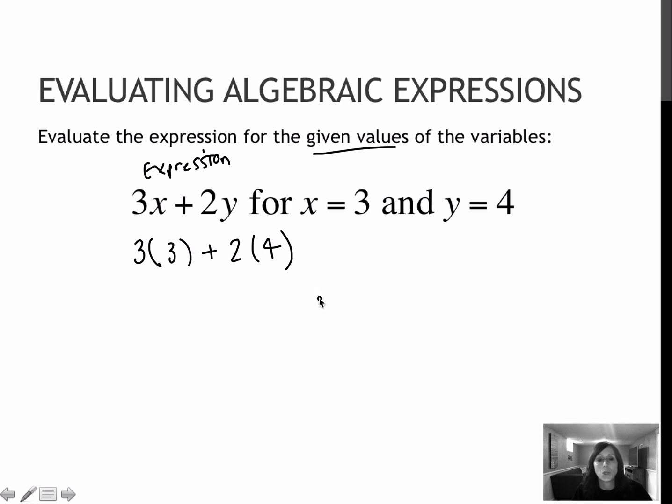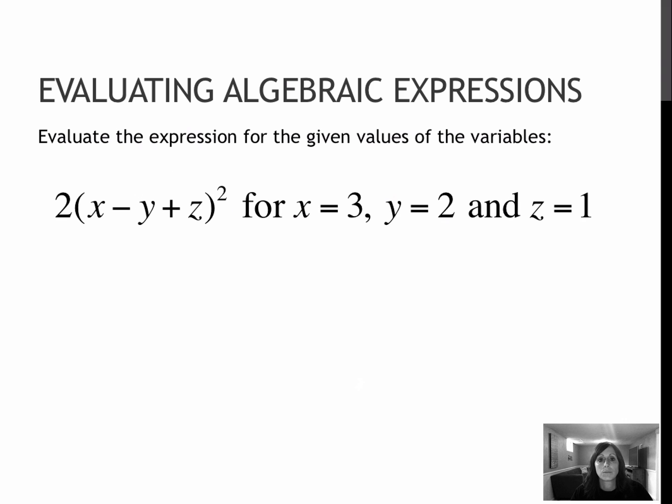So I'm just substituting in the values that they equal, and then I will use the order of operations to evaluate. Order of operations says do multiplication first, so 3 times 3 is 9 and 2 times 4 is 8. And now I can add 9 plus 8 to get 17, and that's my solution. So we replace the values, then we use order of operations to evaluate the expression. Let's try our next example.